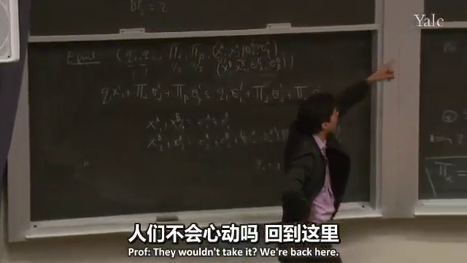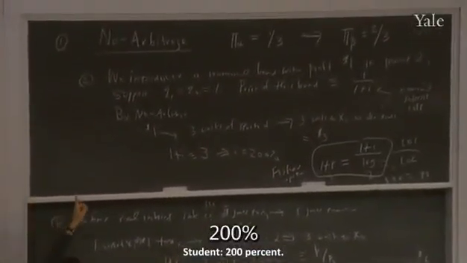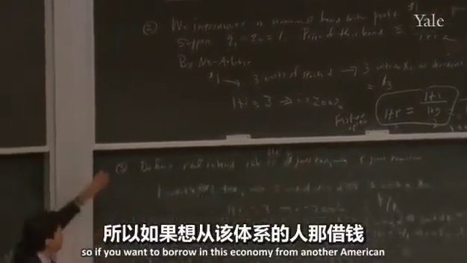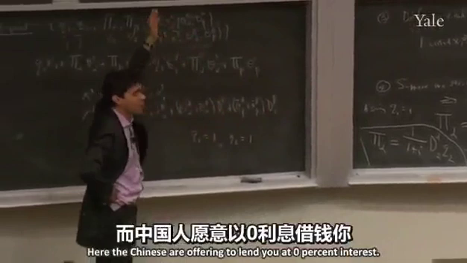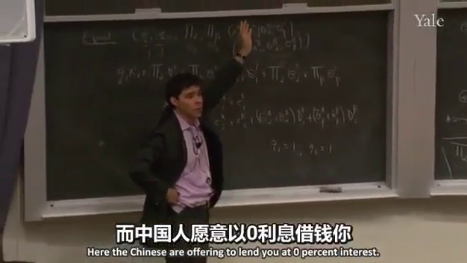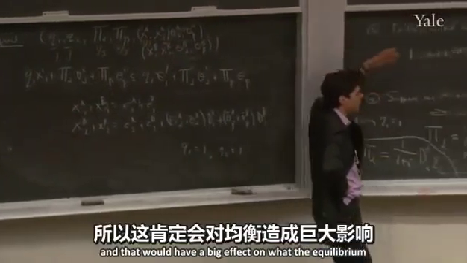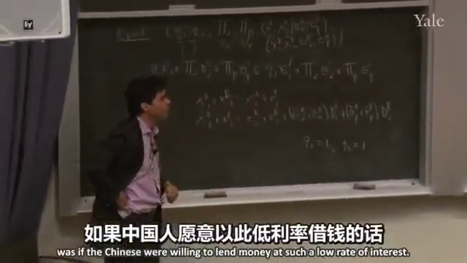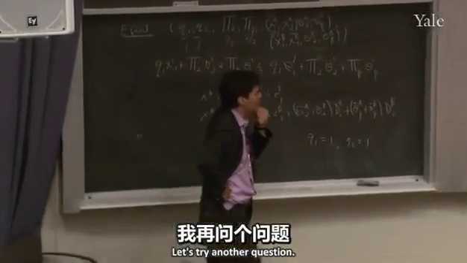We're back here. What's the nominal interest rate in this economy? 200% interest. So if you want to borrow in this economy from another American, you have to give the guy 200% interest. Here the Chinese are offering to lend you at 0% interest. So yes, everyone would rush to take the deal. And that would have a big effect on what the equilibrium was if the Chinese were willing to lend money at such a low rate of interest.